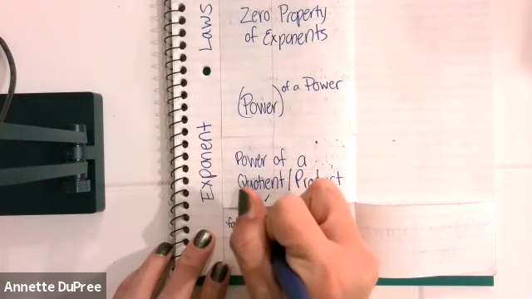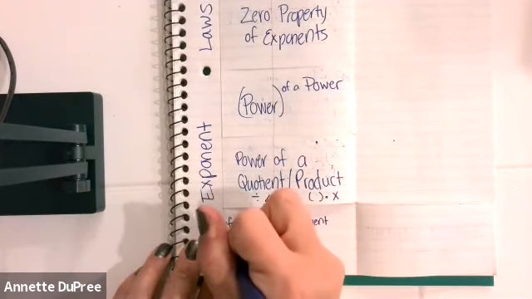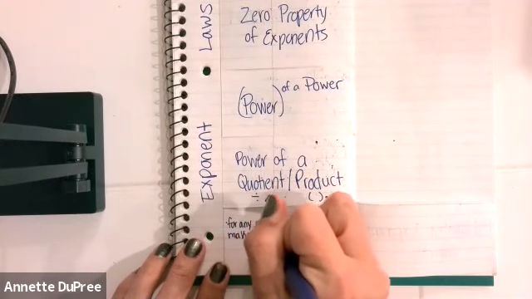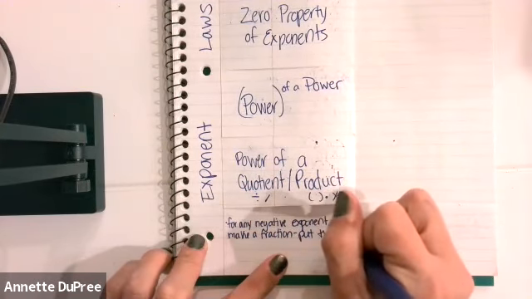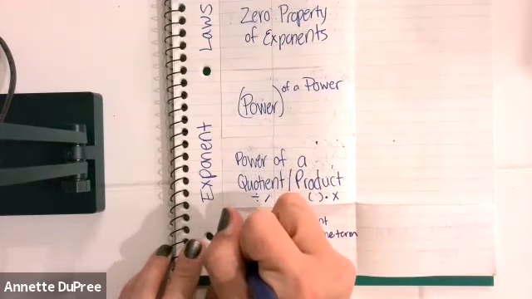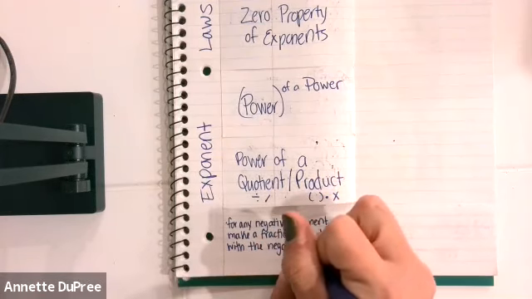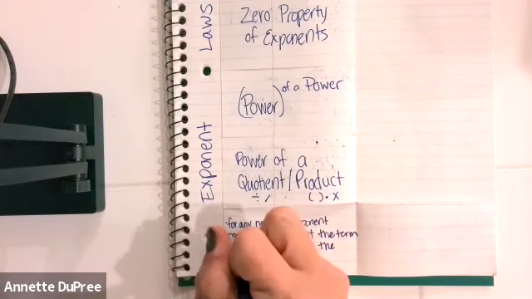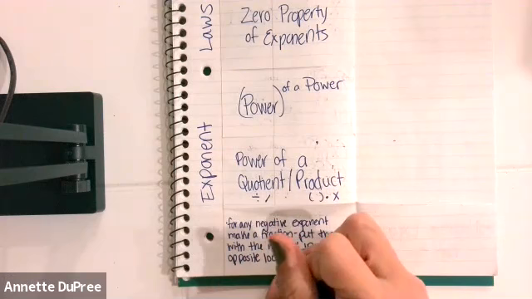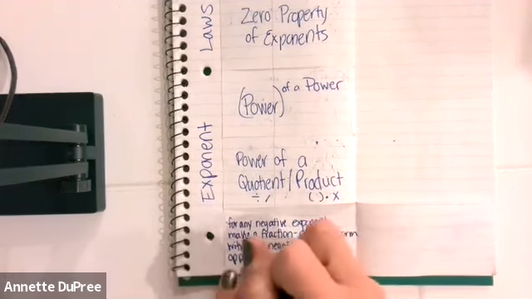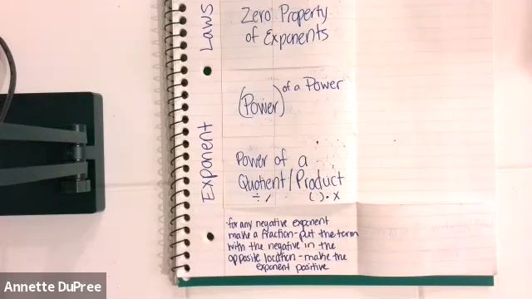For any negative exponent, make a fraction, put the term with the negative in the opposite location, and then make the exponent positive. So what does that mean, the opposite location?